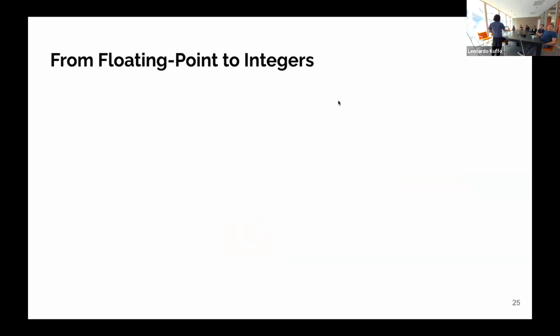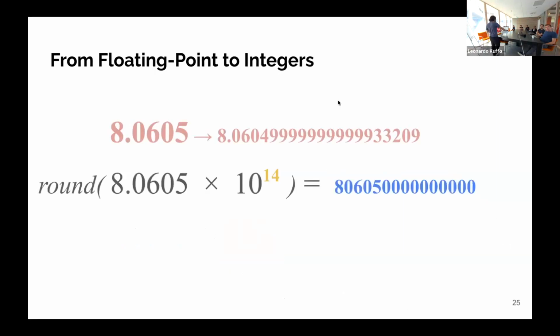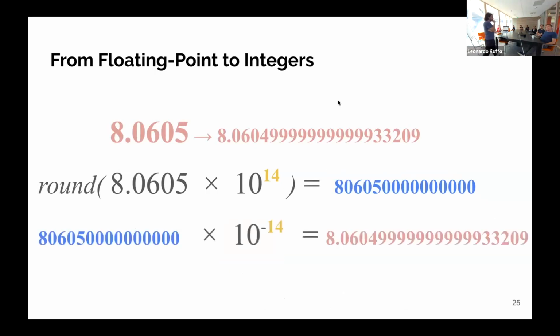So how can we solve it? Let's go back to square one. We have our number. What if we use a bigger exponent? Let's say 10 to the power of 14. Then we get a bigger integer, and let's try the inverse operation. Well, here we have indeed our same number. What happened here? Why, in this case, does only increasing the exponent make it work?